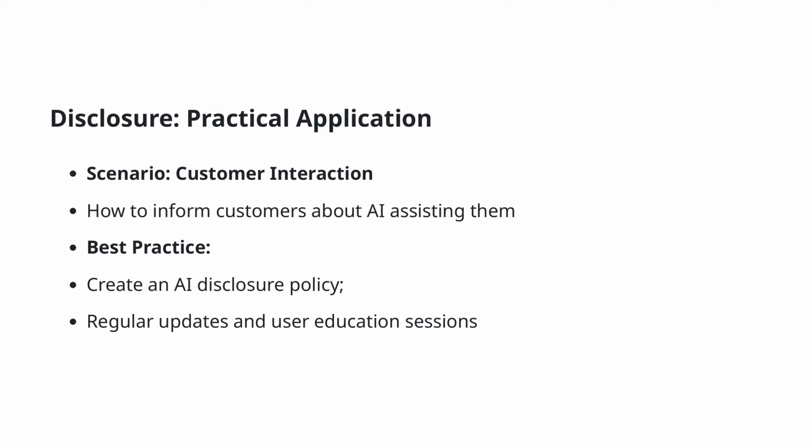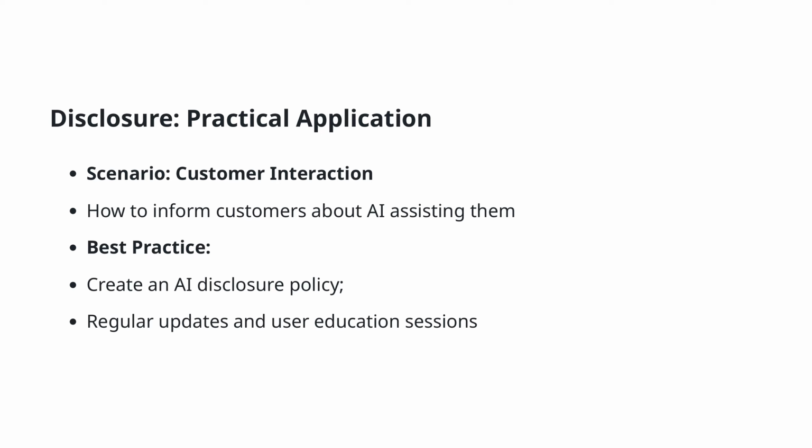Now, let's dive into the practical application of disclosure in customer interactions. Imagine a scenario where customers are interacting with services powered by AI. It's essential to inform these customers about the AI assistance seamlessly and transparently. Best practices for this include creating a robust AI disclosure policy. This policy should outline how AI is used within your services and be easily accessible to users. Additionally, it's crucial to keep this policy up to date.